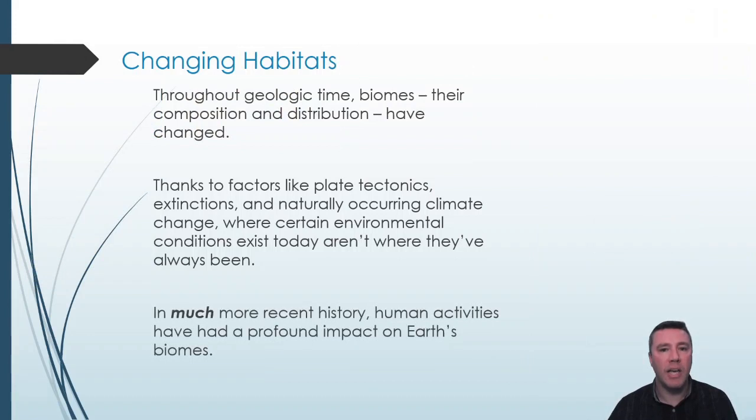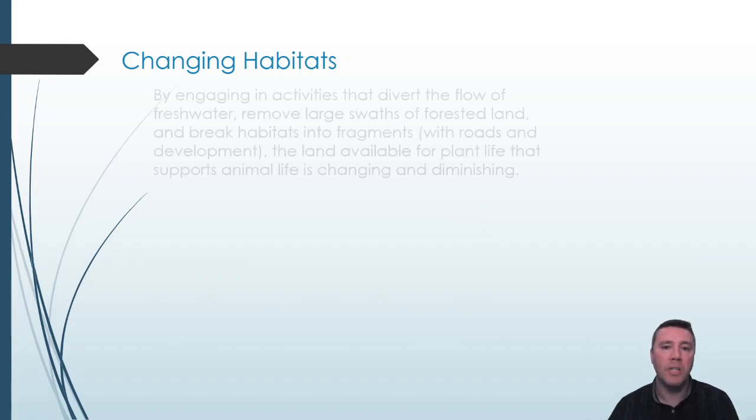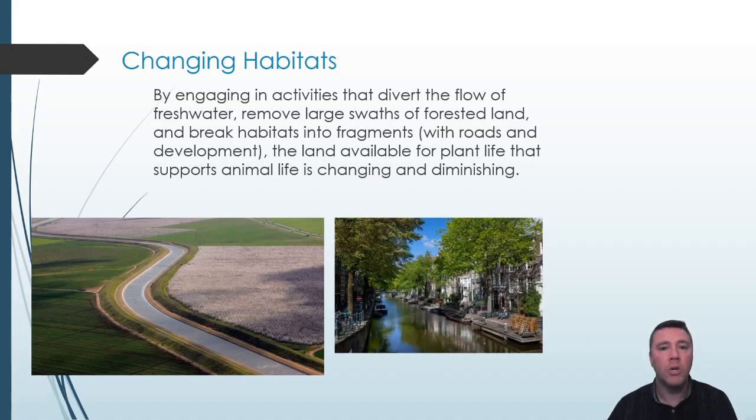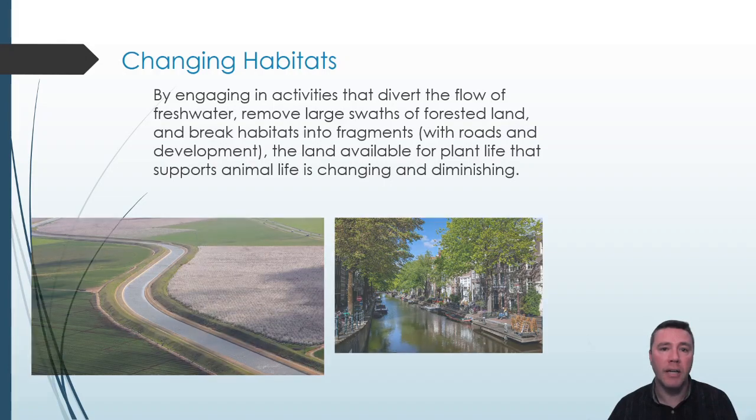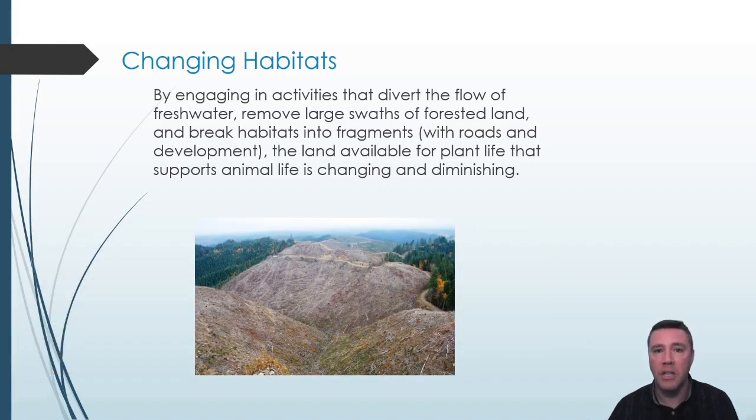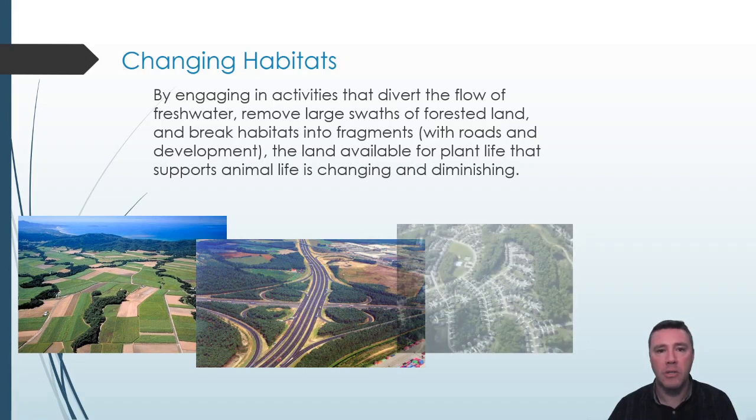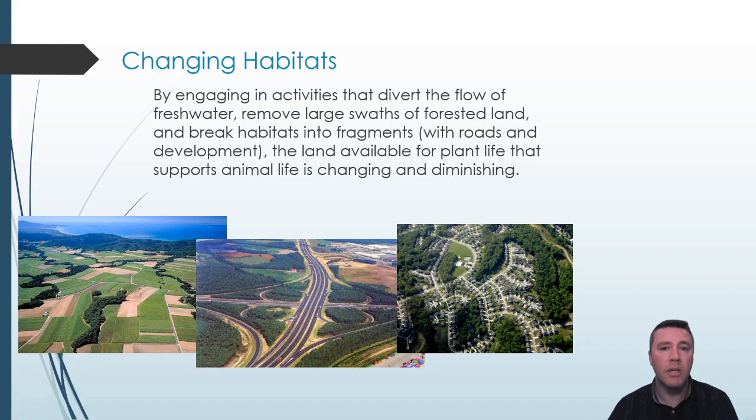It probably goes without saying, but in much more recent history, within the last few centuries, we have had a substantial and very likely detrimental impact on Earth's habitats. We divert the flow of fresh water so that we can irrigate our croplands and protect our cities. We also deforest large areas of land for the purpose of harvesting lumber and creating grazing land for livestock. And we also break up large habitats into smaller sections with roads and housing developments. All of these activities decrease the available space for other organisms as there is less available area to support life.